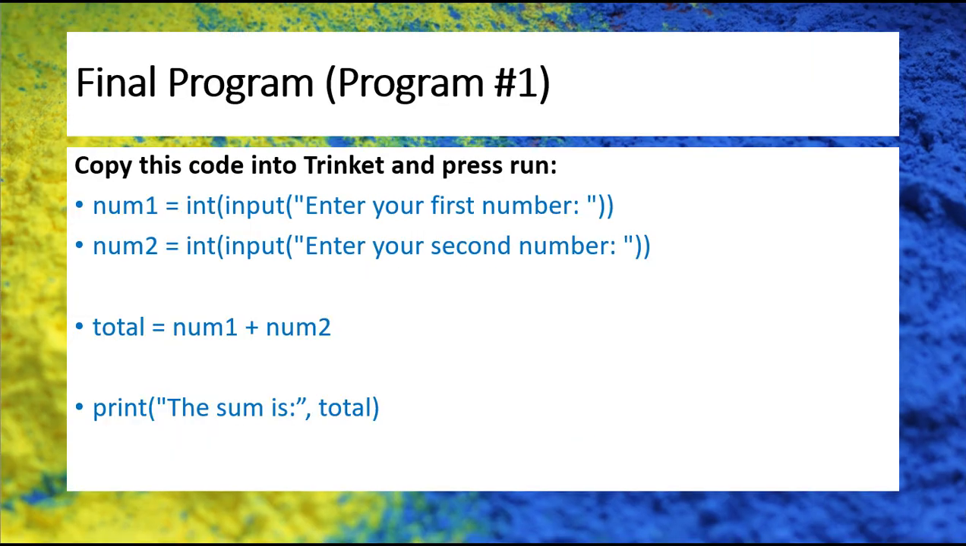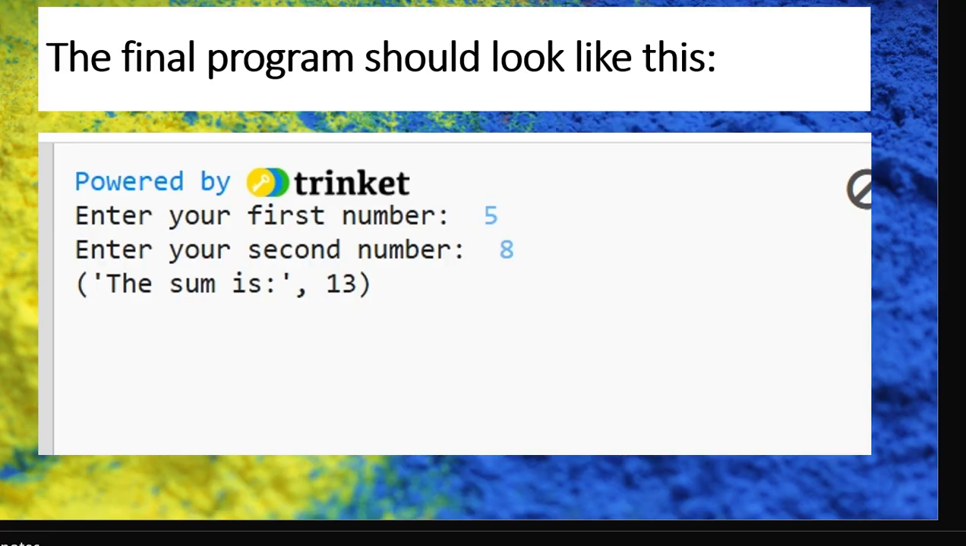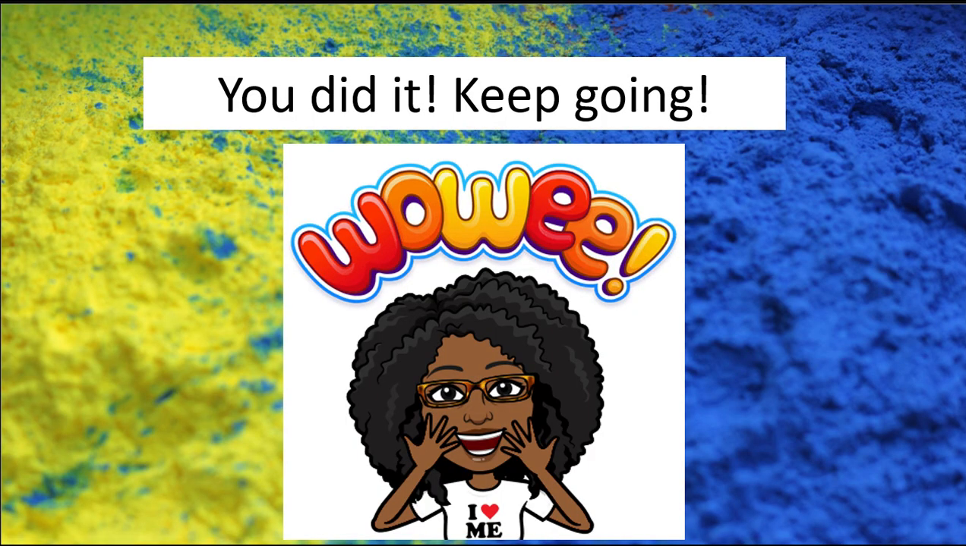This is the final program, program number 1. Copy this code into Trinket and press run. You can pause the video while you type. The final program should look like this. You did it! Keep going!